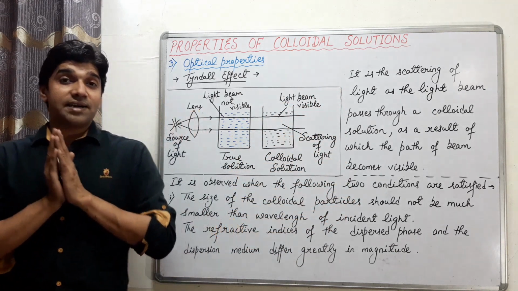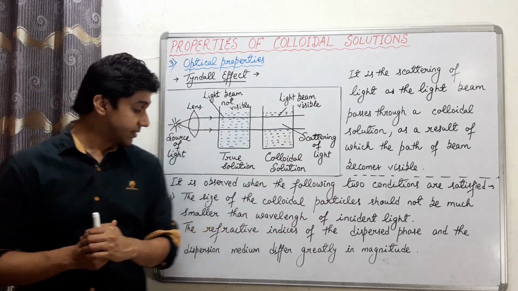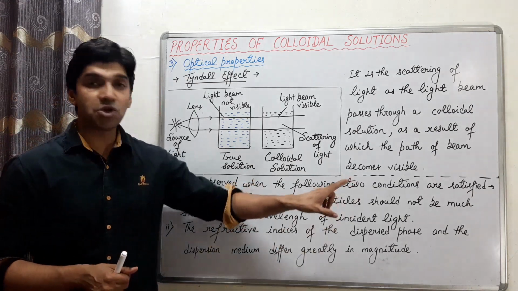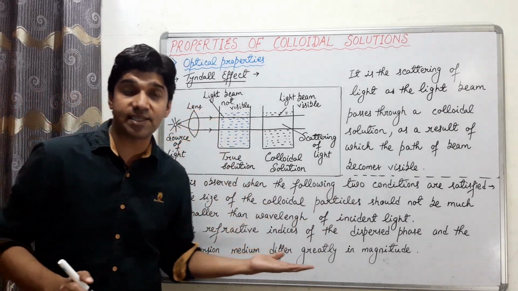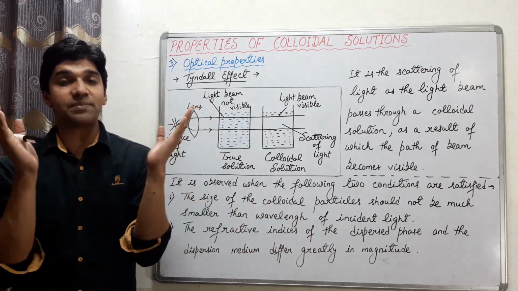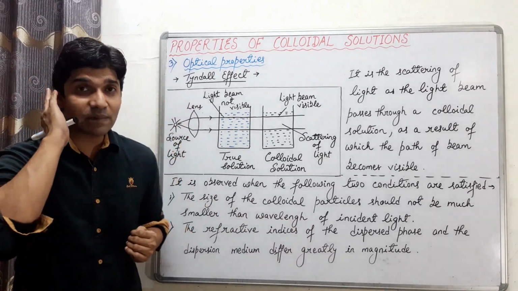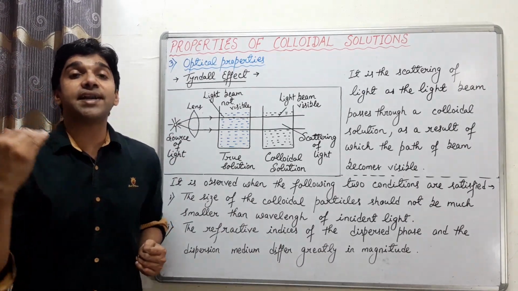Now to observe the Tyndall effect, we should satisfy two conditions. पहला क्या है? The size of the particles of the colloid should not be much smaller than the wavelength of the incident light. That's the first requirement.